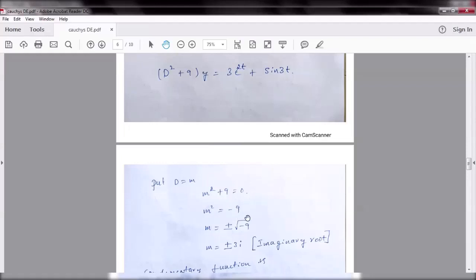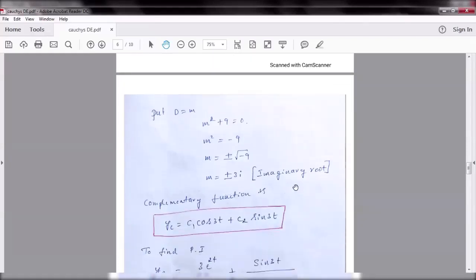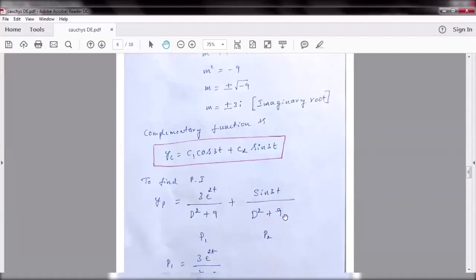m square equals minus 9, m equals plus or minus square root of minus 9. Square root of minus 9 is 3i. So the nature of the roots is imaginary. Therefore the complementary function will be c1 cos 3t plus c2 sin 3t.